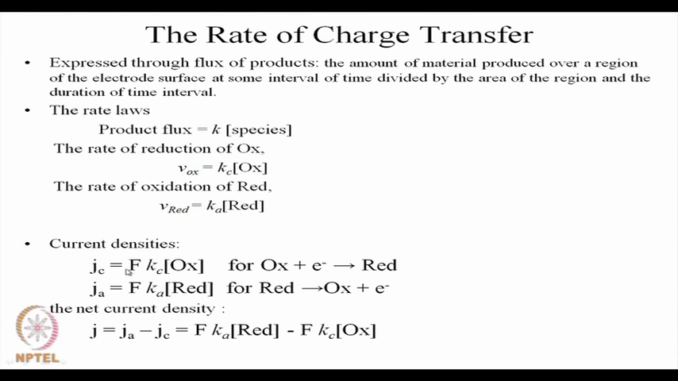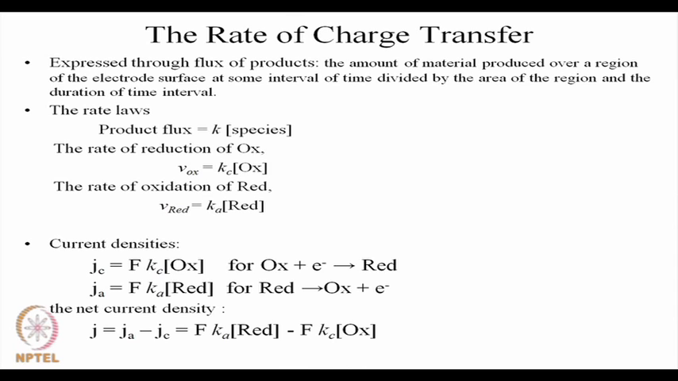Okay. Now, how to express current density? So, cathodic density is equal to Faraday into Kc into oxidized species concentration. Okay. So, this is Faraday. In the same way, anodic is like F into Ka into red, where in this case the process is oxidation, and in the other case the process is reduction.